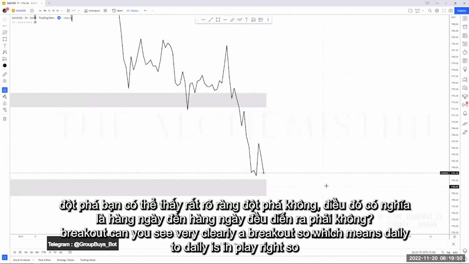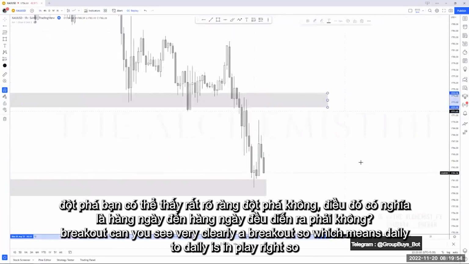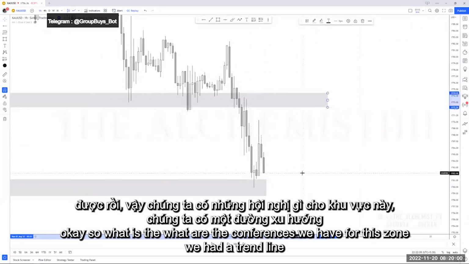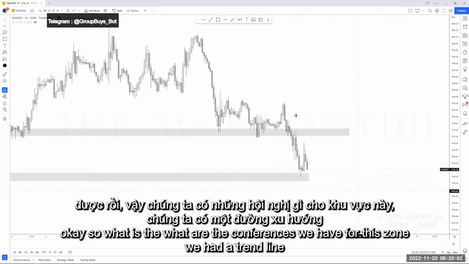Breakout. Can you see it? Very clearly a breakout, which means daily to daily is in play, right? So from here, are you going to take any trades here? No. Are you going to take a trade here? No. This. Okay, so what are the confluences we have for this zone?